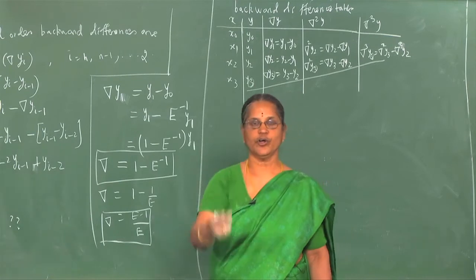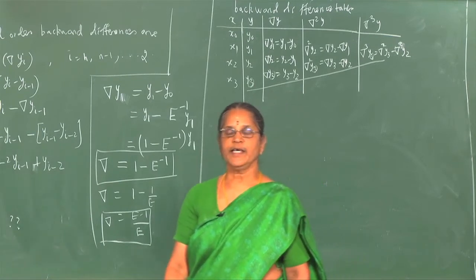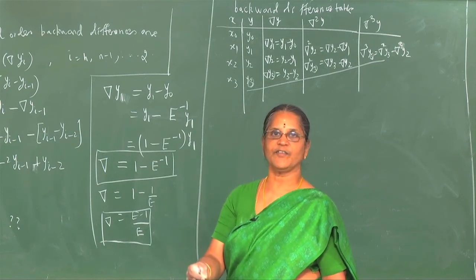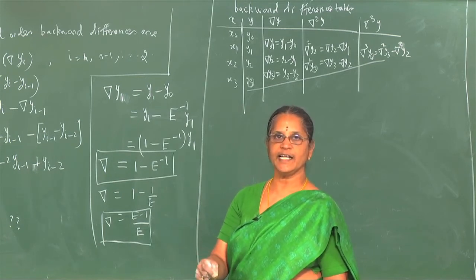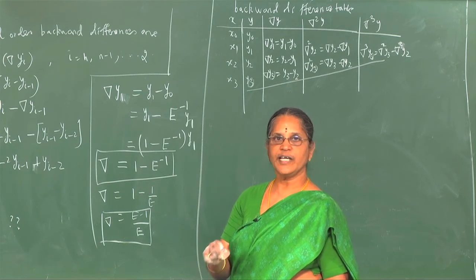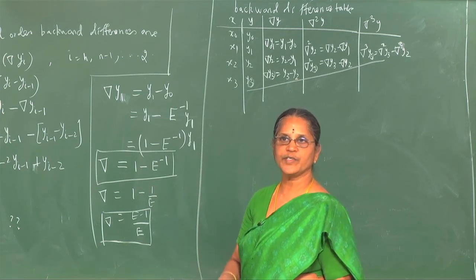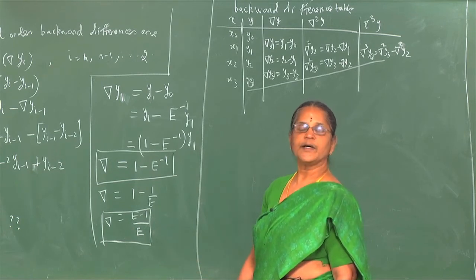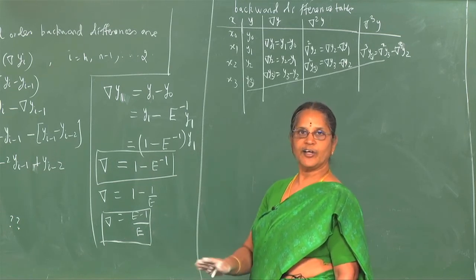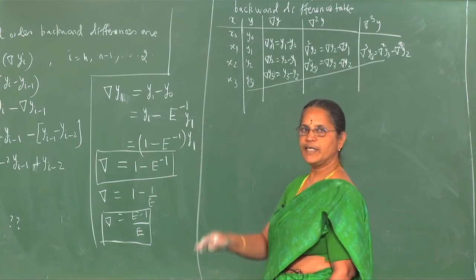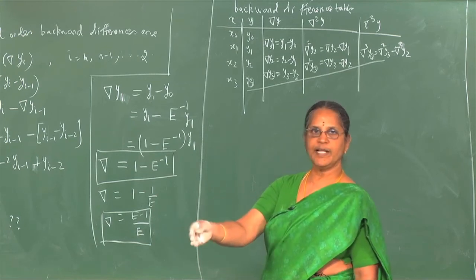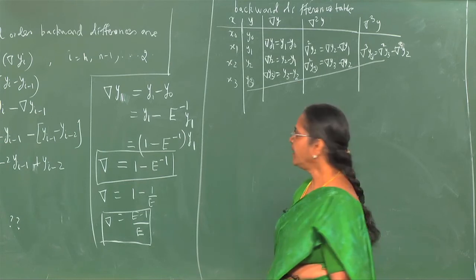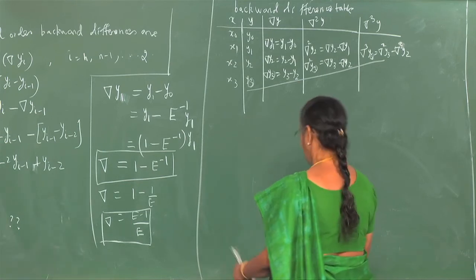I want you to show that the nth order backward difference of a polynomial of degree n is constant for equally spaced xi values, and the higher order backward differences beyond the nth order are all 0. The computation is similar to what we have done in the case of forward difference operator. Please work out the details.